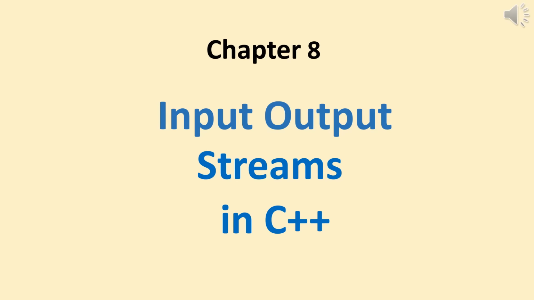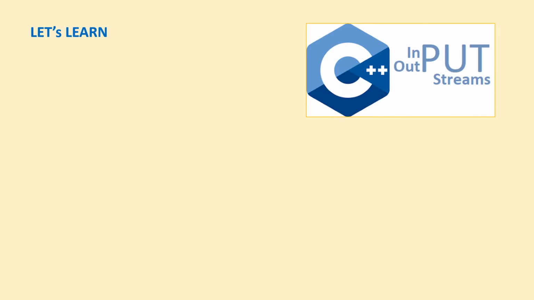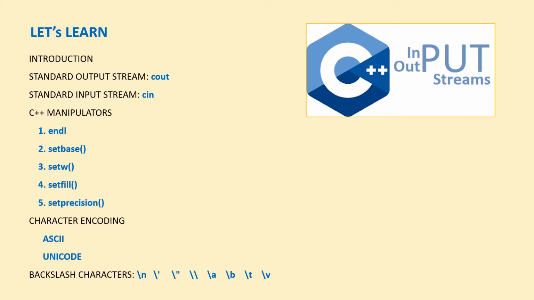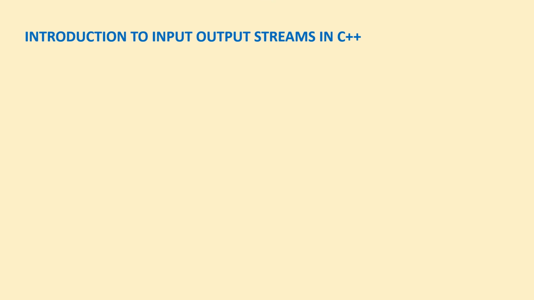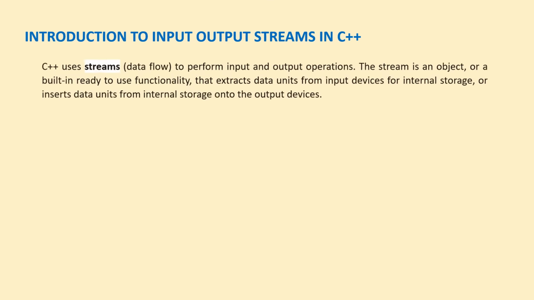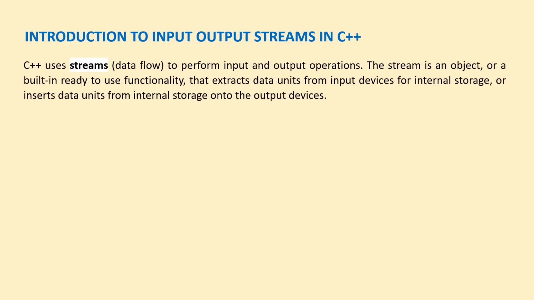Hi. We will now quickly cover the input and output streams in C++. This is what we will be learning in this chapter. Introduction to Input-Output Streams in C++. C++ uses streams, or data flow, to perform input and output operations.